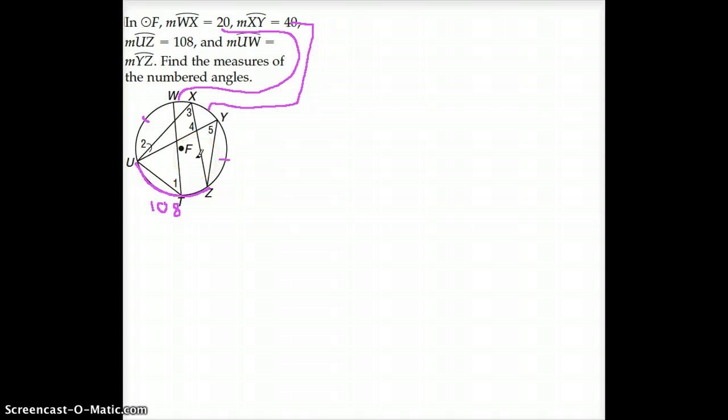Now, a great way to start for these problems is always just to figure out the measure of all the arcs around the circle, or all the important ones anyways. And I can see right now that angle 1, let's say a blue here, angle 1 right here, goes to here to UW, so it's going to be talking about this arc here. So I need to know the measure of that arc.